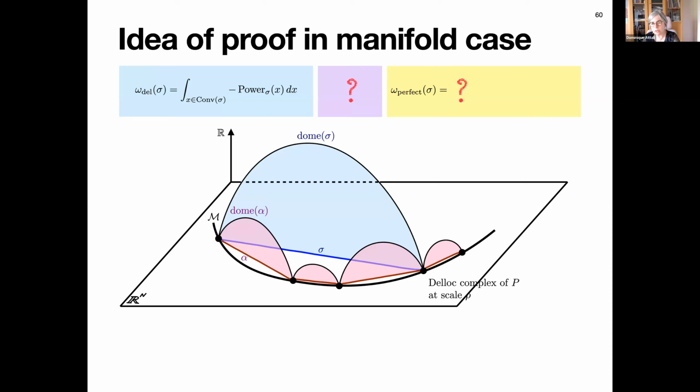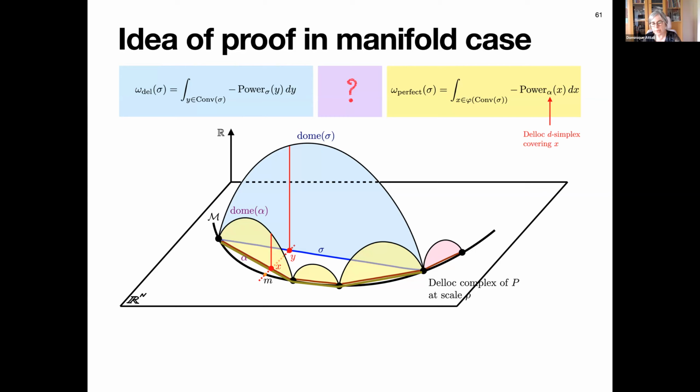How do you define even a perfect weight in that case? Okay, so for the perfect weight, the right thing to do seems to be to take a point y in the convex hull of sigma and project y onto the manifold M. Because the Delaunay complex is a faithful reconstruction, there is going to be a point x in the Delaunay complex which shares with y the same projection onto M. So we can map a point y of sigma to a point x in the Delaunay complex.